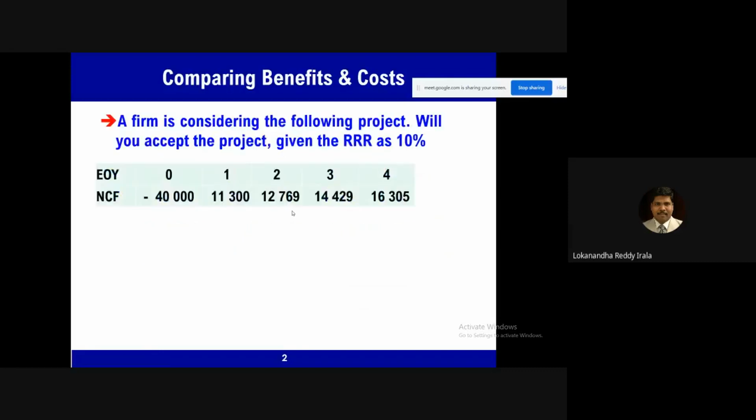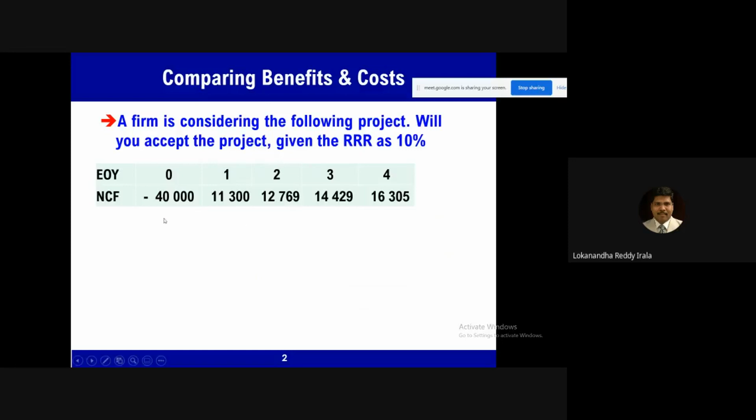Let us consider an investment project where the life of the project is 4 years. At the end of year 0, you have a cash outflow of 40,000, followed by 4 years of cash inflows, as you see on the screen. So, given the required rate of return as 10%, will you be accepting the project?